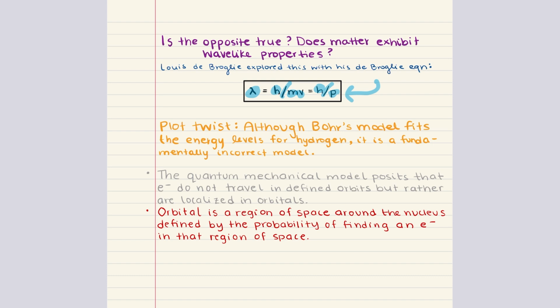Modern quantum mechanics replaced Bohr's fixed orbits with the concept of orbitals. So unlike orbits, which imply defined paths, orbitals are regions of space around the nucleus where there is a high probability of finding an electron. And this probability view of electron behavior accounts for both the particle-like and the wave-like nature of electrons, and it aligns with the principles of wave-particle duality.